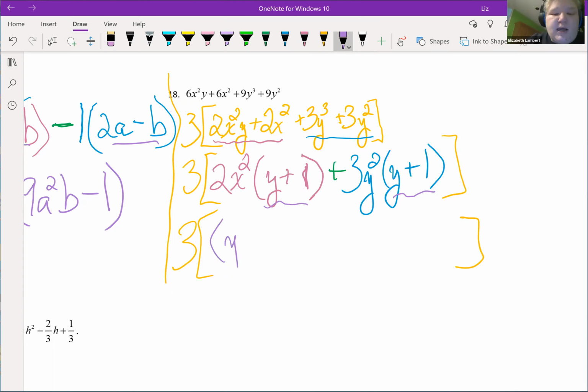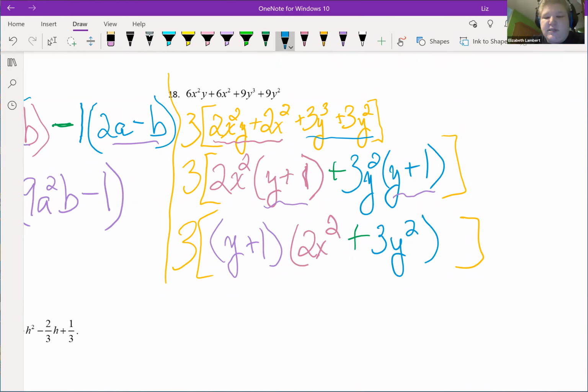So y plus 1. And then I have 2x squared. The y plus 1 is up front. Plus the y plus 1 is up front. So 3y squared. And we close it.